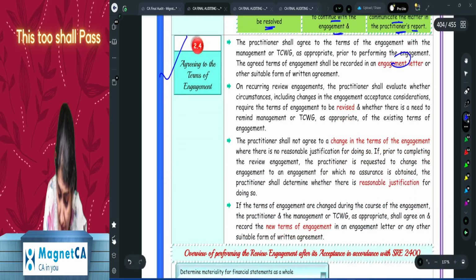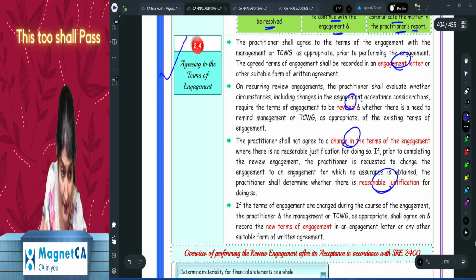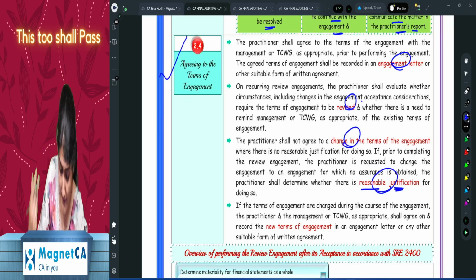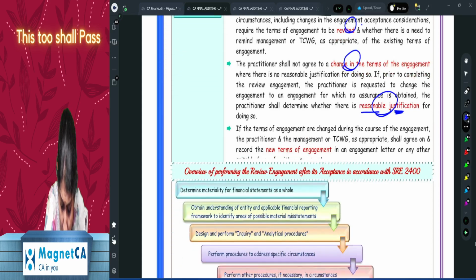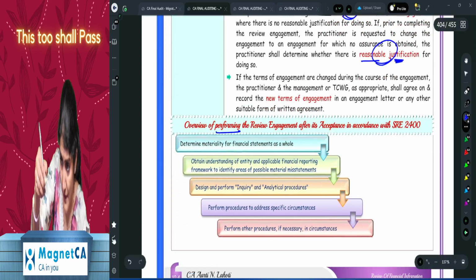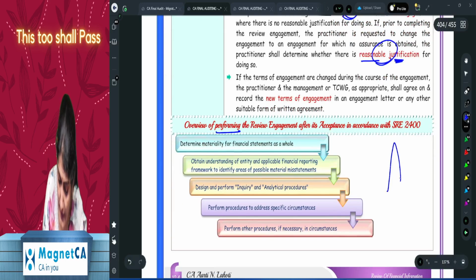You will revise it as required. When there is any change, you will check whether there is an RJ. I told you what is RJ? Reasonable justification to do so. And then after that, now you come to the performing. Right, so this was all your A part. What did I tell you? Acceptance, planning, performing, and reporting.